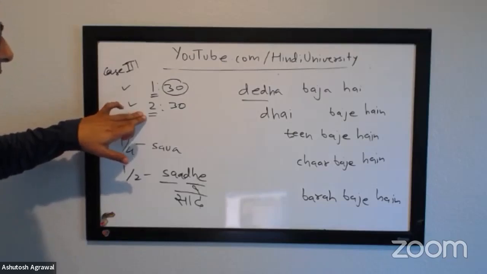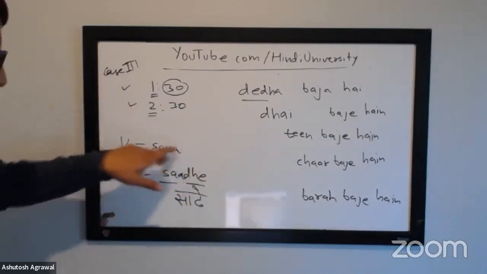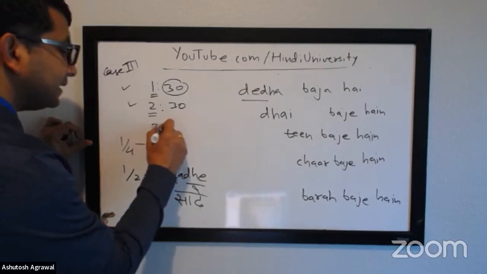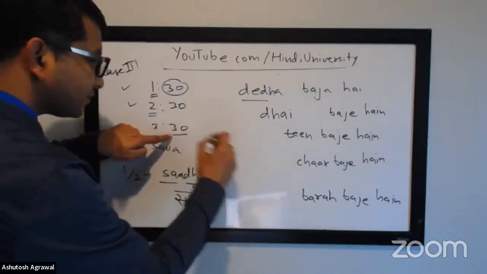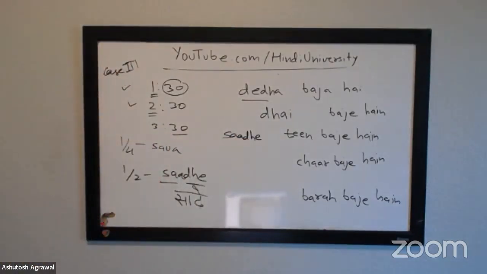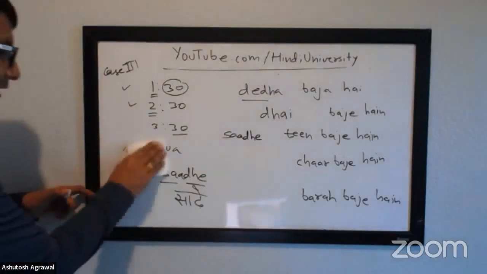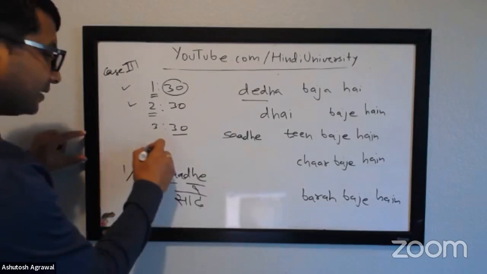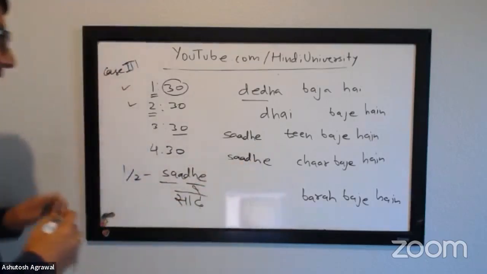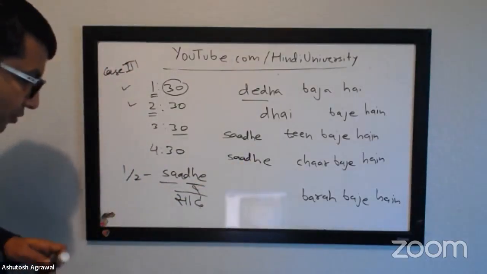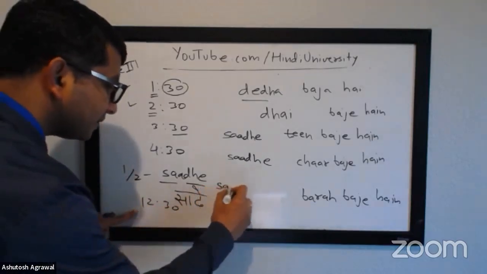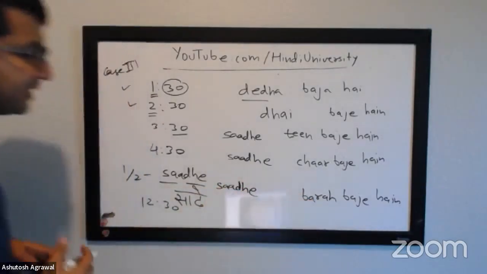So for 1:30, you have to memorize it, ded baja hai. 2:30 also you have to memorize, which is dhai baje hai. And for the rest of it, you use the word called sade. So if it is 3:30, you will say saadhe teen baje hai. Okay. If it is 4:30, you will say saadhe char baje hai. If it is 12:30, then it's saadhe barah baje hai, okay.